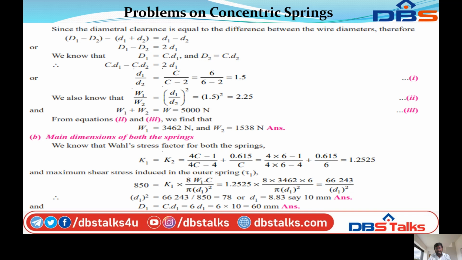So calculating d, d1 square is equal to 66,243 divided by 850, so d1 square is equal to 78, or d1 is equal to square root of 78. So d1 is equal to 8.83 mm. This will be rounded to 10 mm. And capital D1 is equal to C into d1, that is equal to 6 into 10, which is 60 mm. So capital D1 is equal to 60 mm.